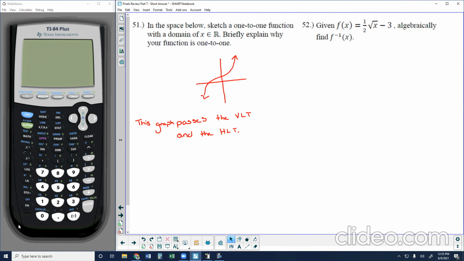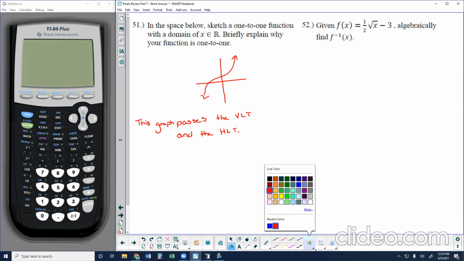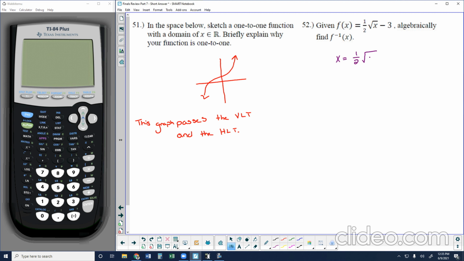In problem 52, we are given f of x and we want to algebraically find the inverse of f of x. Remember, to find an inverse function, you can take the x and y coordinates and switch them. So f of x is technically a y value, so let's make this x equal to 1/2 the square root of the x, which now changes to a y. Now to find the inverse of f of x, I need to get y by itself. So I'm going to add 3 to both sides, then multiply by 2 on both sides of my equation.